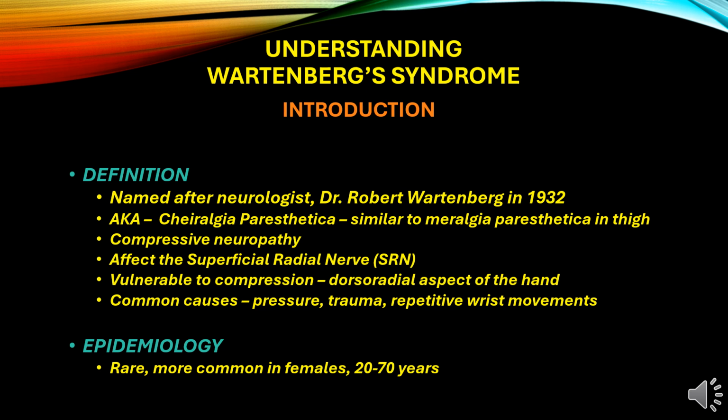Wartenberg syndrome is a compressive neuropathy that affects the superficial radial nerve. The superficial radial nerve is purely a sensory nerve that provides sensation to the dorsal radial aspect of the hand. That makes it vulnerable to compression as it transitions to a subcutaneous position near the wrist. Common causes of this condition include repetitive wrist movements, external pressure from tight wristbands or watches, or potentially trauma.